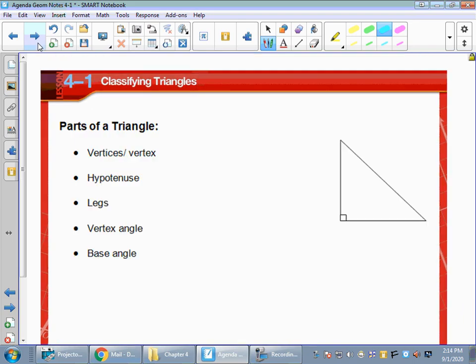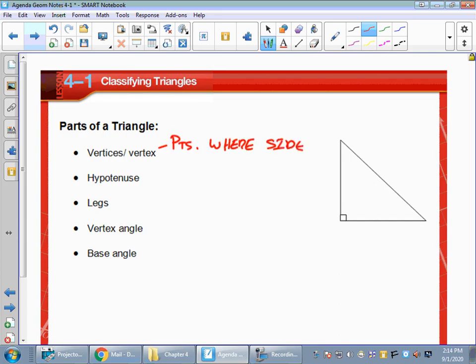Okay, parts of a triangle. We've got a lot of different things to write down here. We talk about the different parts of a triangle. The first one is the vertex or vertices. This is the points where the sides intersect.